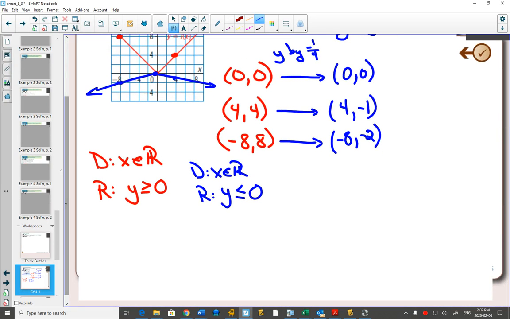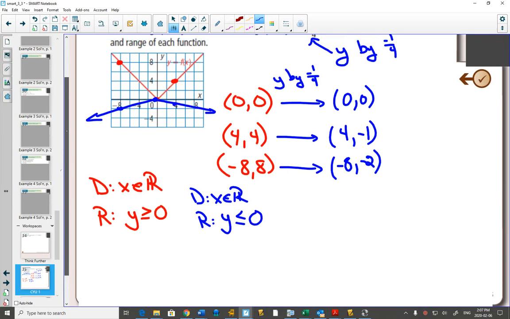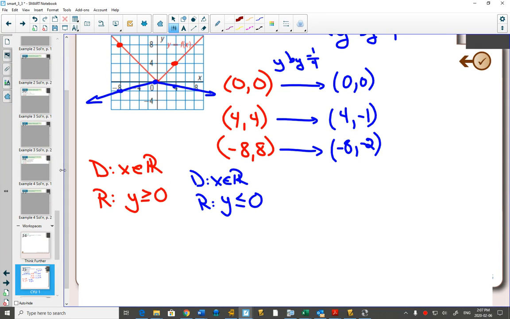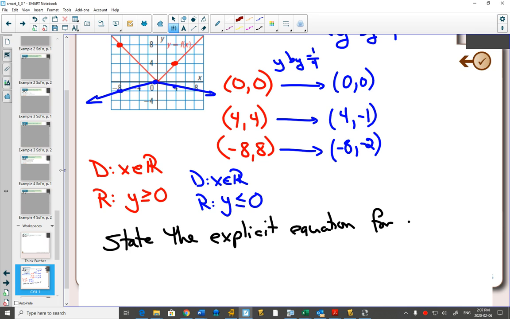Now, everything in this question was done in function notation. What I mean by that is they said, here's the graph of f of x in function notation. It could have been any graph. And then they wanted to sketch the graph of -1/4 f of x. So I'm going to add to this question a second part: state the explicit equation for each graph.